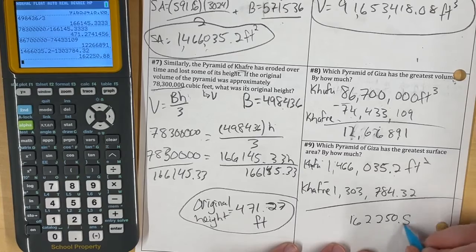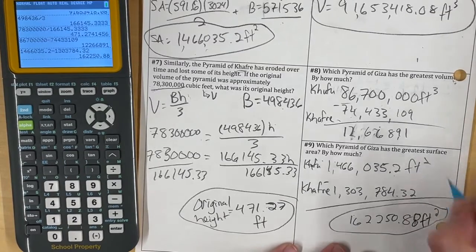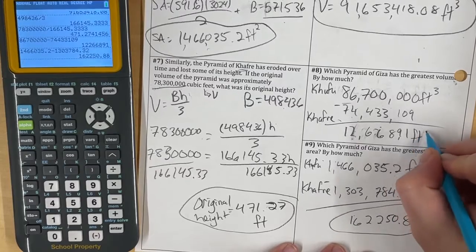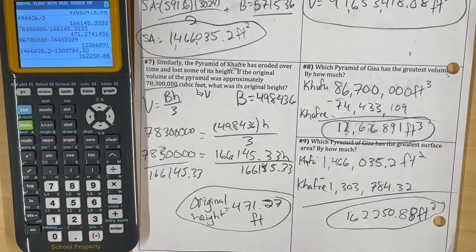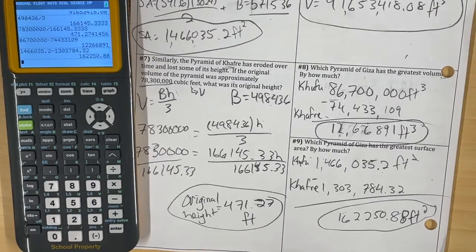All right. Again, just be very careful on those units. For volume, we talk about units to the third power. However, for surface area, we're talking about units to the second power. So make sure you use the right formulas and make sure you can substitute in those values for those variables.